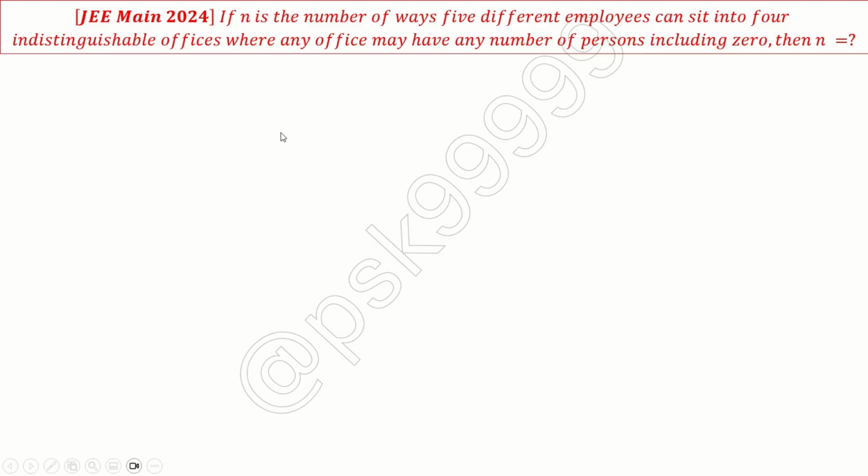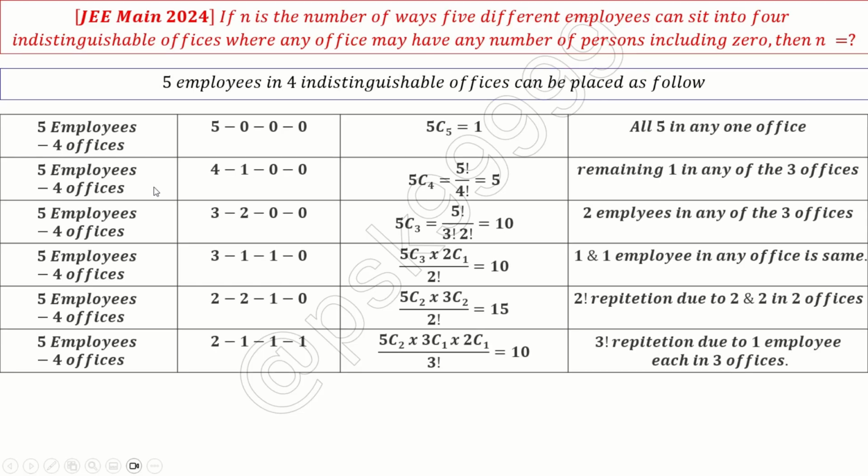So let's draw the table. That's easy. 5 employees, 4 offices. All 5 can go into one office. So you don't need to say again 0500, 0050. All are covered in this, right? Because all offices are identical offices.